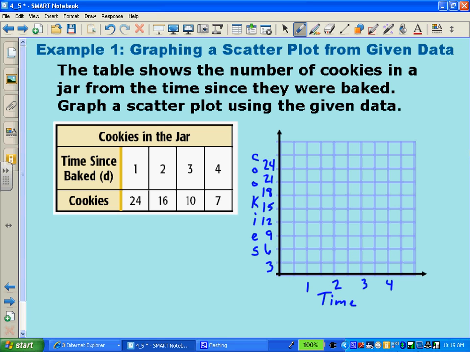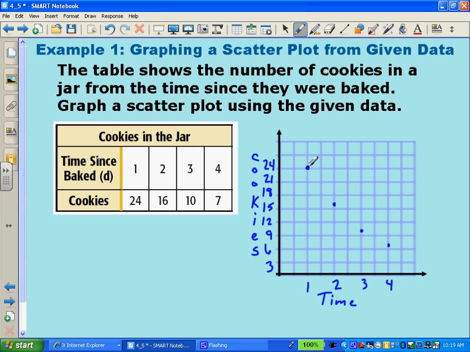Okay, and then all we're going to do is plot our ordered pairs. So 1, 24, 2, 16, it's going to be about right here, 3, 10, and 4, 7. So the more days that go by, the fewer cookies that we have.